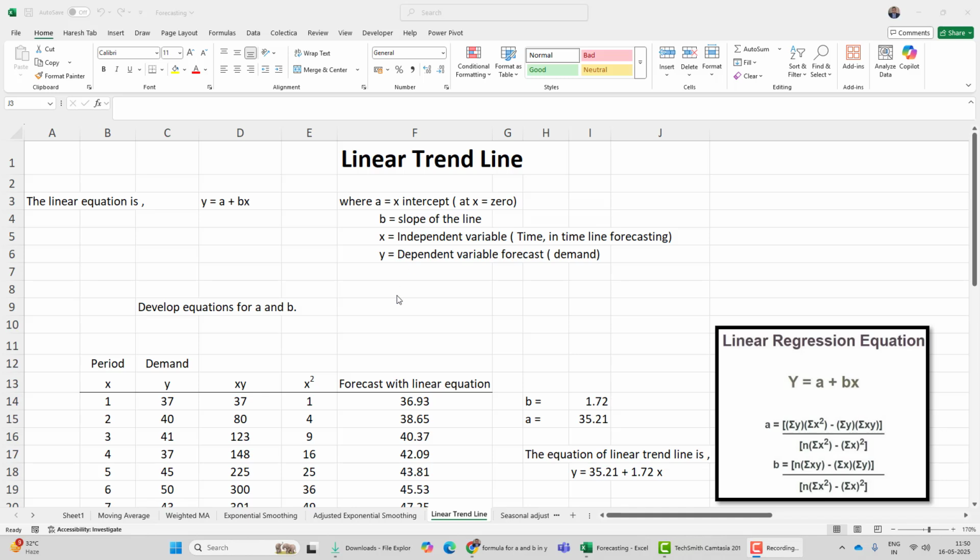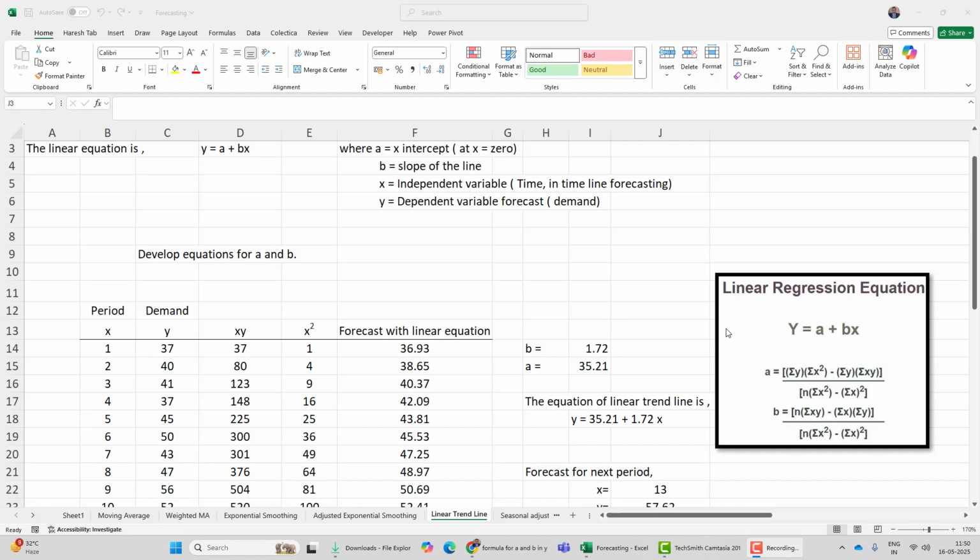and b is the slope of the line. Right, now how do we find these? There is a ready-made formula which can be used. Of course it can be derived, but right now it is easy for us to simply remember the formula for getting a and b.